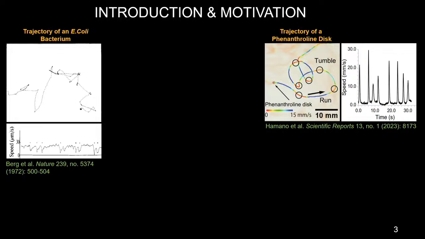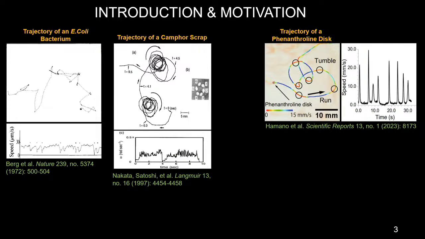People have also observed this kind of behavior in non-living systems. This is a recent work where they used a phenolphthalein disc within an Fe2+ solution. Another non-living system is the camphor boat, which shows linear motion and circular motion. These two systems work with the Marangoni flow.